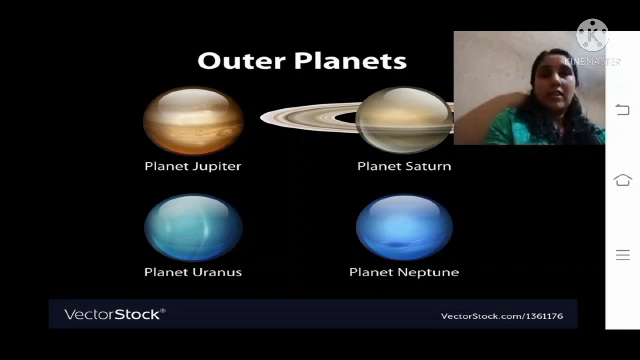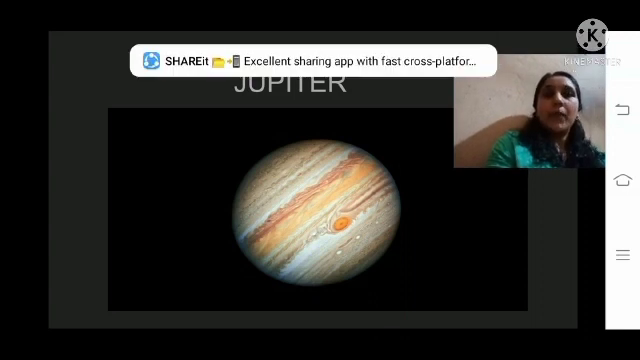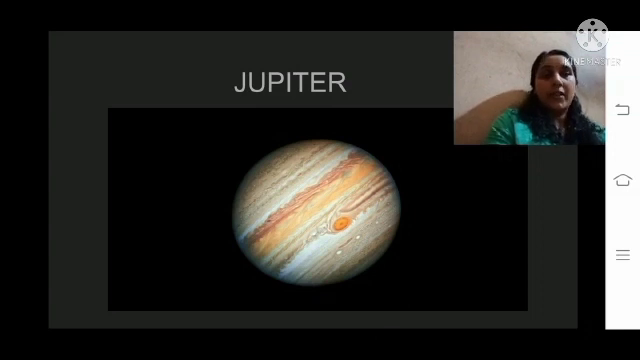Okay, so these are the outer planets, and now we are going to discuss the first outer planet, Jupiter. The word Jupiter came from the Romans. It is the name of a Roman god. And Jupiter is the biggest planet in the solar system. It is much bigger than the other seven planets in the solar system. We cannot imagine the size of Jupiter. And Jupiter has 67 moons. 67 moons revolve around the planet Jupiter.